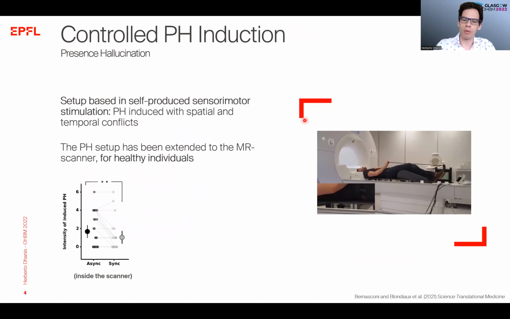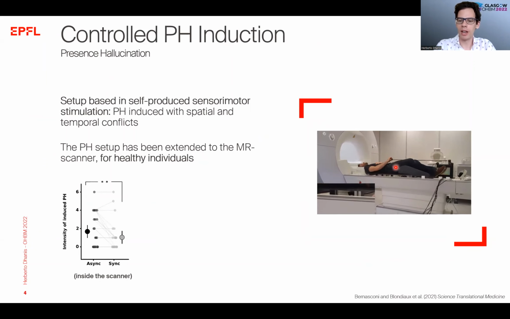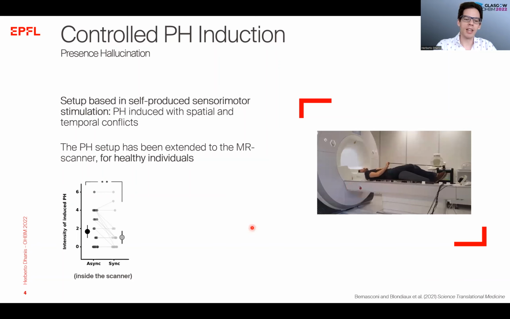We have robotic setups to induce this both outside but also inside the MRI. Here are participants doing poking-like movements in the front, and they're replicated in the back, either in synchrony, so in real time, or with a small delay. And it's with this small delay that the presence hallucination is typically induced.